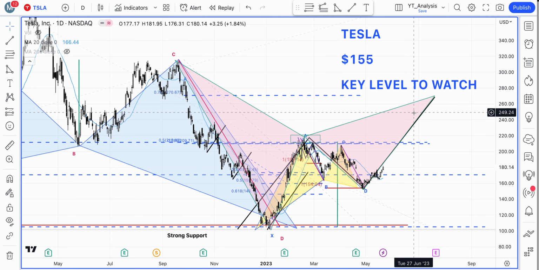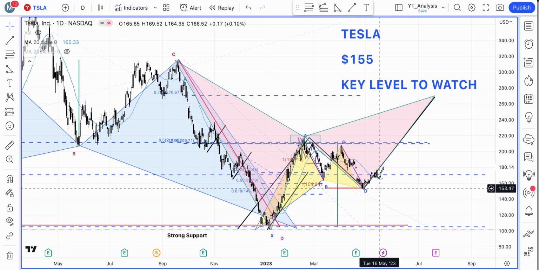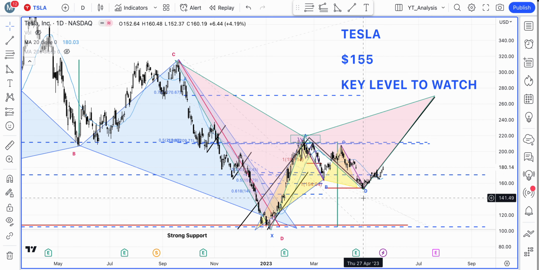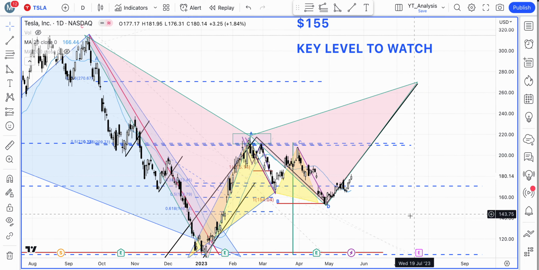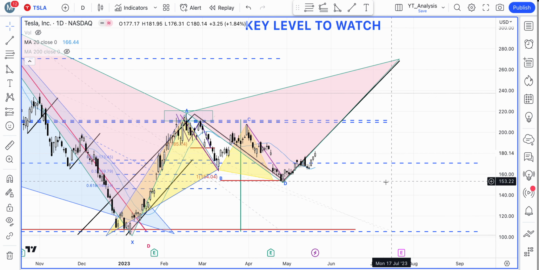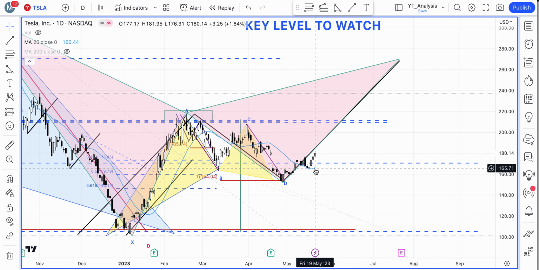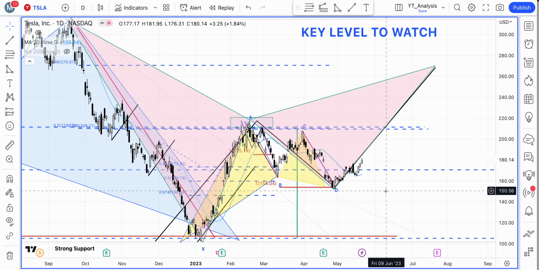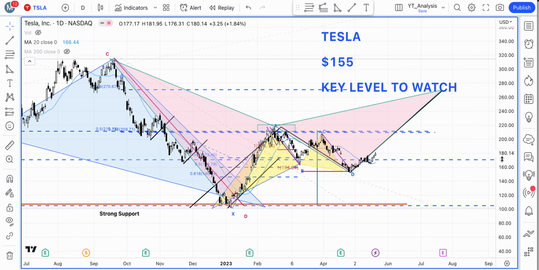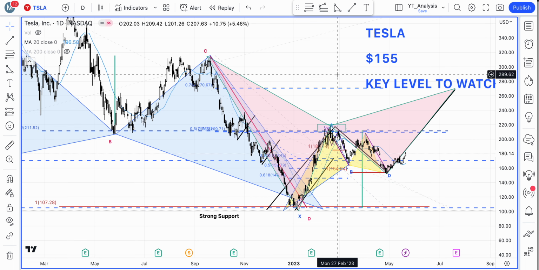So that is the pattern formation that we are watching, as long as this point D, which is the $155 per share level, is held. In fact, it's about $153.54 per share level to be precise. Also, one of the things to note is the price on a 3 consecutive daily closing basis is closing above the 20-day simple moving average. So from a momentum perspective, shorter term momentum is still positive for the stock. So this is what we are watching in the Tesla stock.